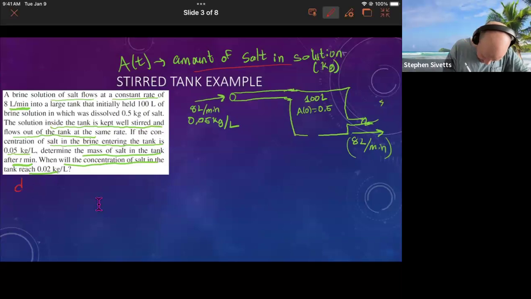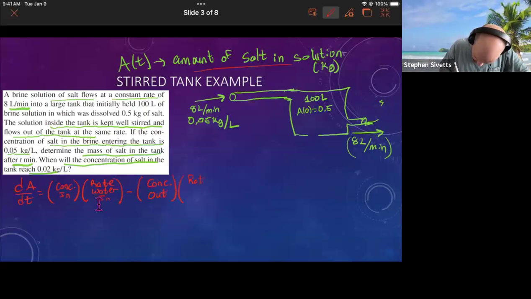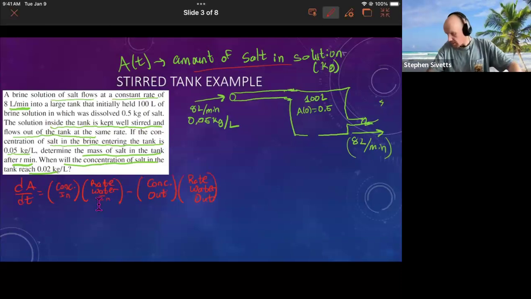So that means dA/dt would equal the concentration of the fluid going in times the rate of the water that's going in, minus the concentration that's going out times the rate of the water that's going out of the tank. Okay. All right.